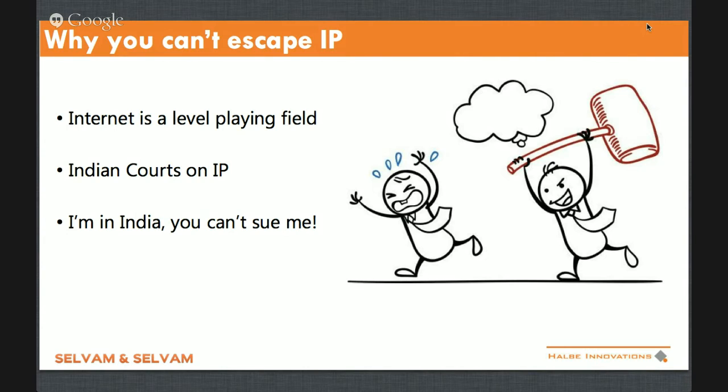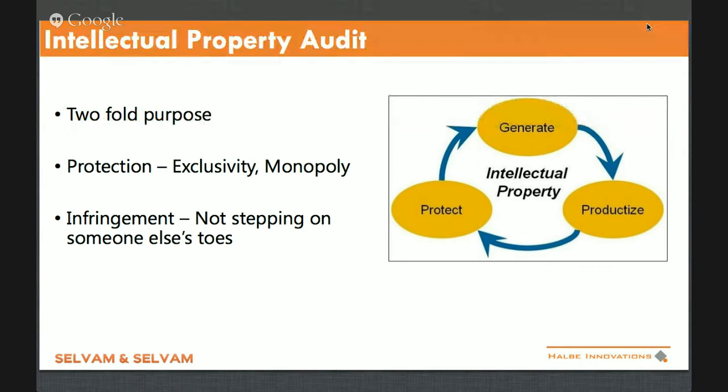So these are the three common excuses that we hear, but it's also incredibly relevant as to why you can't escape IP. So what do you do? You don't just sit around in a corner and huddle up and not do anything. What you do, in fact, is do an intellectual property audit, just to identify twofold, really. One is protection. You identify what you have, see if there's a way that you can protect it, and more importantly, how you can monopolize that and make money for you. And the second purpose is to see if you are infringing on somebody else's rights. So with a basic IP audit, you should be able to identify what you can protect, as well as make sure that you don't infringe somebody else's rights.